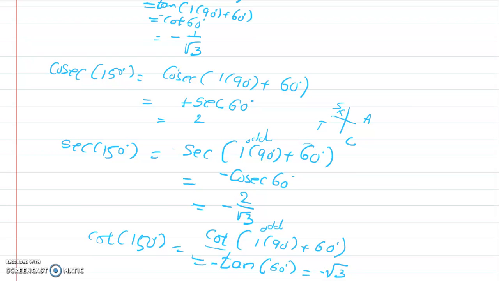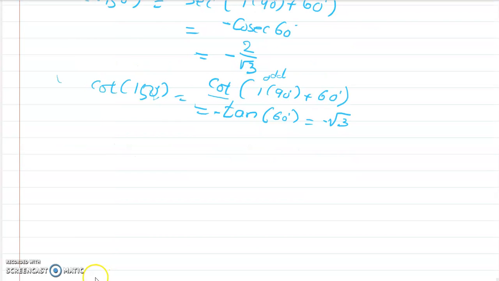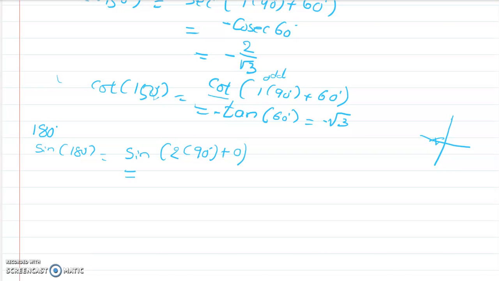Similarly, I will find the ratios for 180 degrees. Where does this 180 degree lie? It is exactly on the negative x-axis. It is 180 minus 0 or 180 plus 0. Suppose I want sine of 180 degree, I can write it as sine operating on either 90 plus 90, or you can take 2 times 90 degree plus 0.